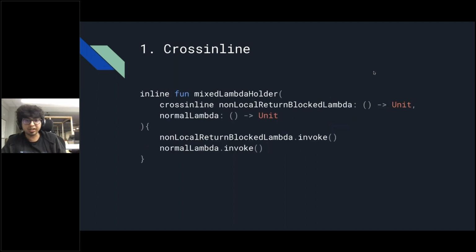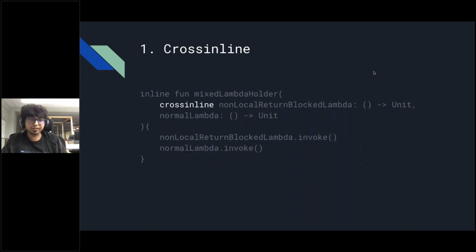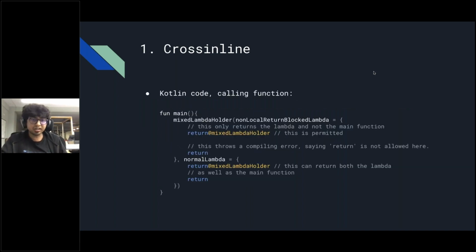So this is how the code looks. You have a mixed lambda holder which has the first parameter as a crossinline and the second parameter is a normal lambda. So the crossinline lambda, which is a non-local return blocked lambda, if you try doing return at the function name, you can still do this because you are still returning your function. You're still returning the function in which you are. You're not returning the parent function or the calling function, the function which calls you.